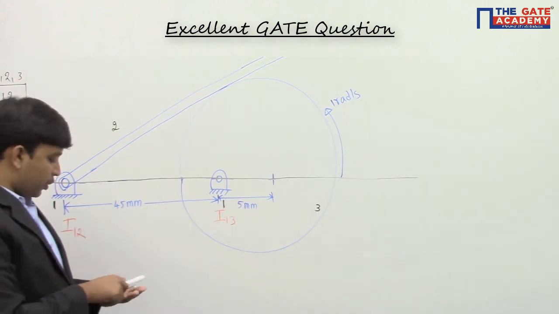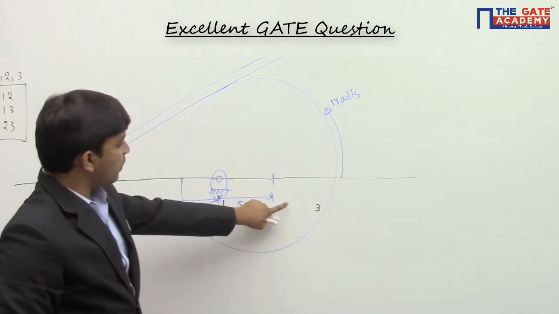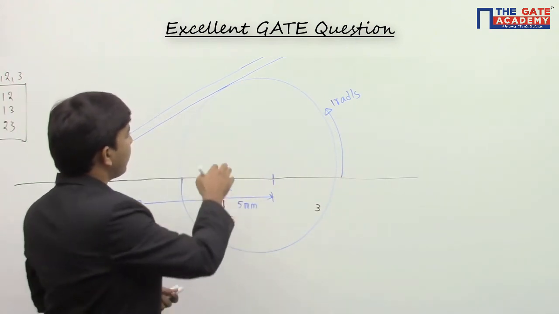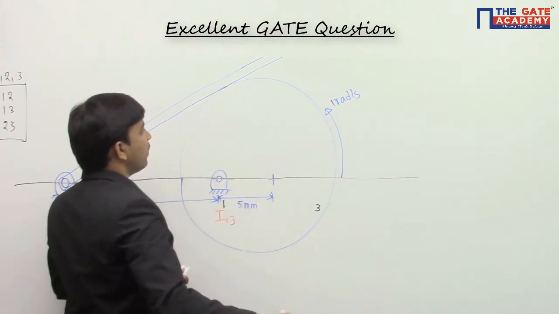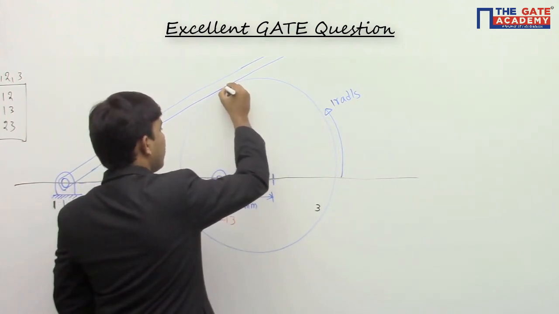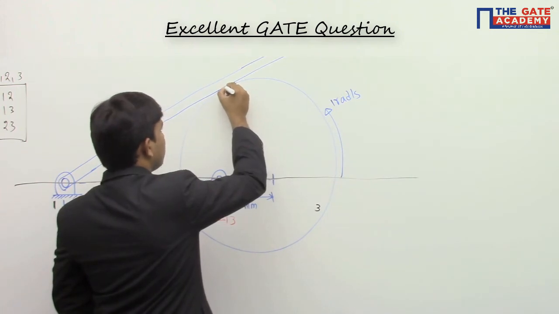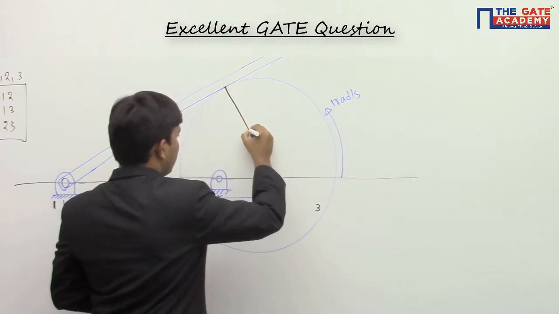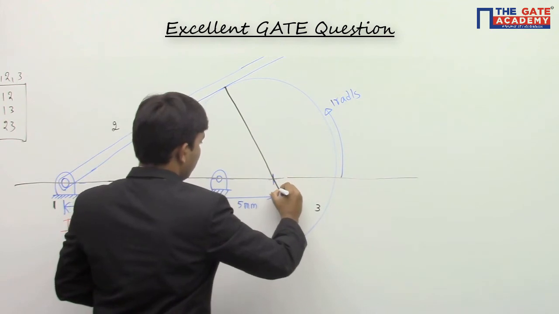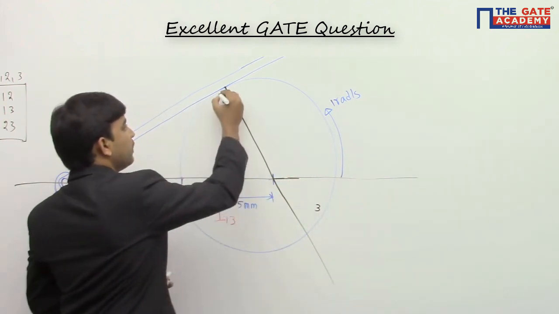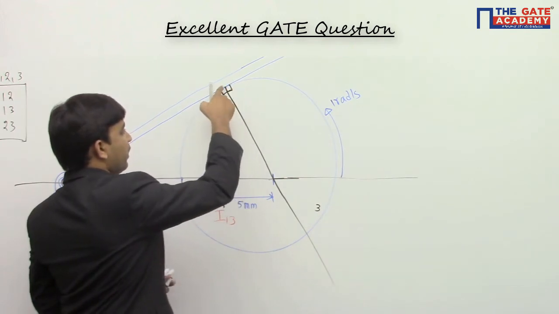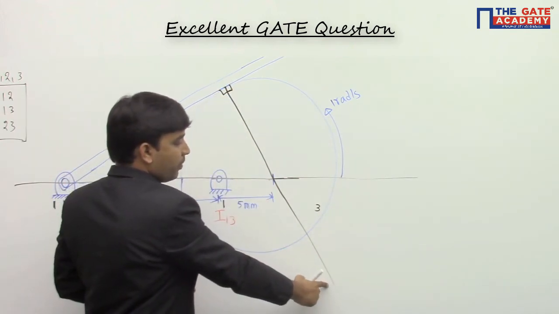But if you look at links 2 and 3, they are connected by a higher pair. For a general higher pair, the instantaneous center of rotation will lie somewhere along the common normal at the point of contact. So since 2 and 3 are connected by a higher pair, the I center should lie somewhere along this particular common normal.